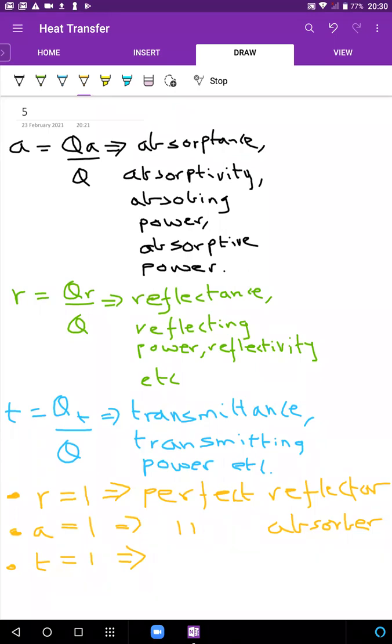Absorber, if A is 1, it's a perfect absorber. It absorbs all the heat falling on it, it does not reflect any heat, and it's opaque, it does not transmit any kind of heat or light energy. And if T is 1, then it's a perfect transmitter. These are all ideal terms. Nothing is going to be absolutely perfect, of course. These are all ideal terms.